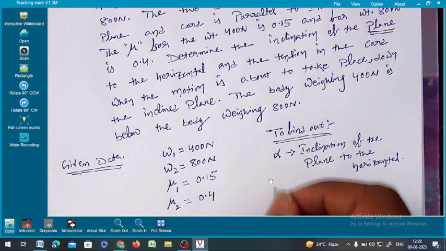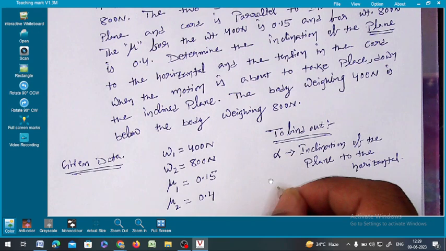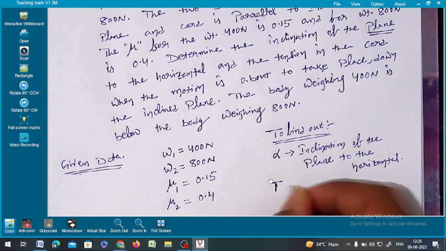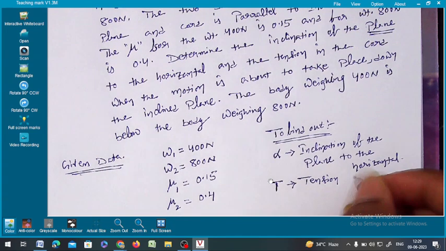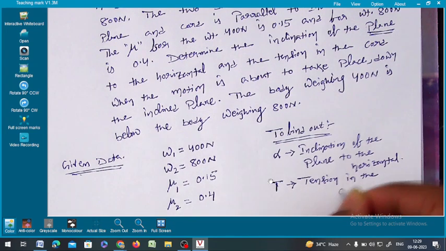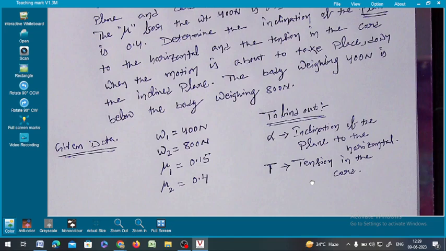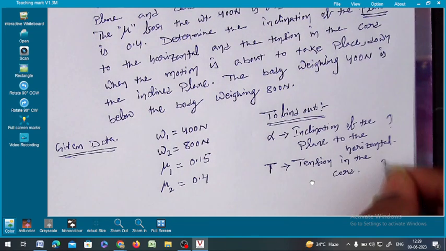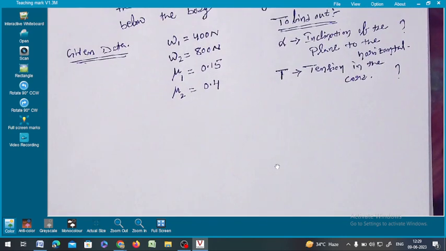And one more thing is you have to find the tension in the cord also. So it is a single cord or not? That single cord is actually connecting the two bodies, 400 and 800 Newton. So the tension for the cord will be only one, because it is a single cord. Got it? So we will take T as the tension in the cord. You can take anything, but you can take T. T is tension in the cord. So these are the two things which you have to find out: one is alpha and one is T. Got it? So let us draw the diagram now.